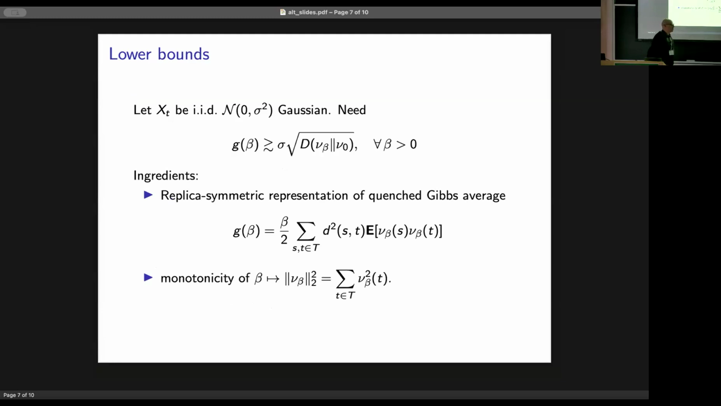This is a very simple derivation using Gaussian integration by parts. But notice it involves the square distance between any two elements S and T, and then the expected value of the corresponding probability product. If you look at the sum of the squares of the probabilities, that's the squared L2 norm of this probability vector, and this function is actually monotone in beta. Its expected value is called the participation ratio.